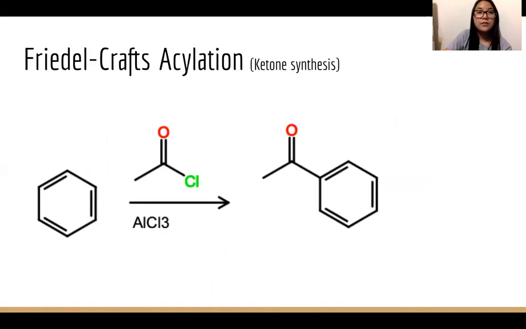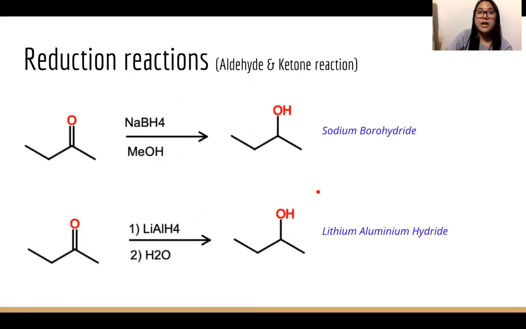Another way we can form ketones is through Friedel-Crafts acylation. This is when we start off with an aromatic ring, use the carbonyl and aluminum trichloride, and it just sticks it onto the aromatic ring. Now, what reactions can we do with aldehydes and ketones? So we can reduce them. We can go from the carbonyl group to an alcohol.